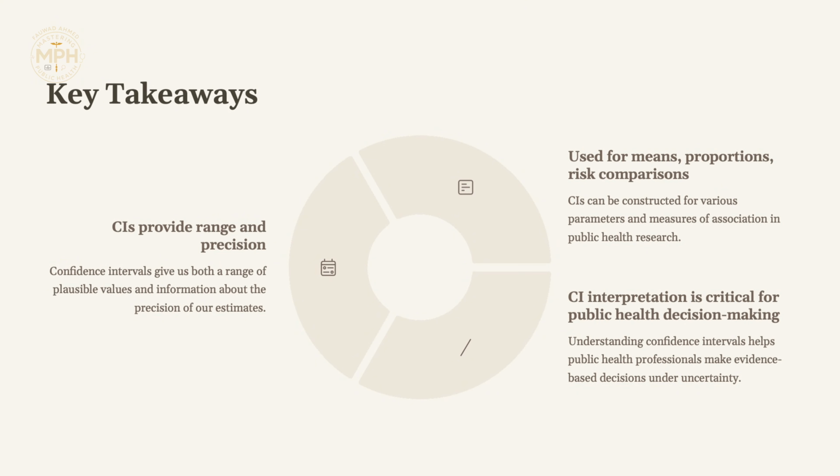Conclusion: confidence intervals give us more than a single number. They show the range where the truth likely lies and how precise our estimate is. This chapter covered how to build and interpret confidence intervals for means, proportions, risk differences, relative risks, and odds ratios, both independent and matched samples. Understanding confidence intervals prepares you for hypothesis testing and critical interpretation of health data.